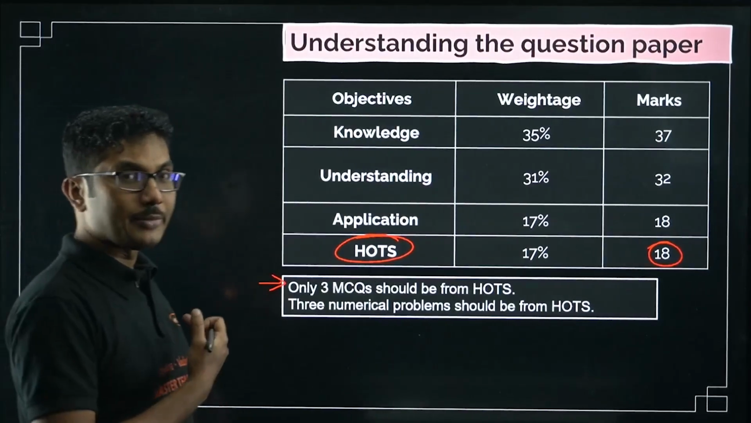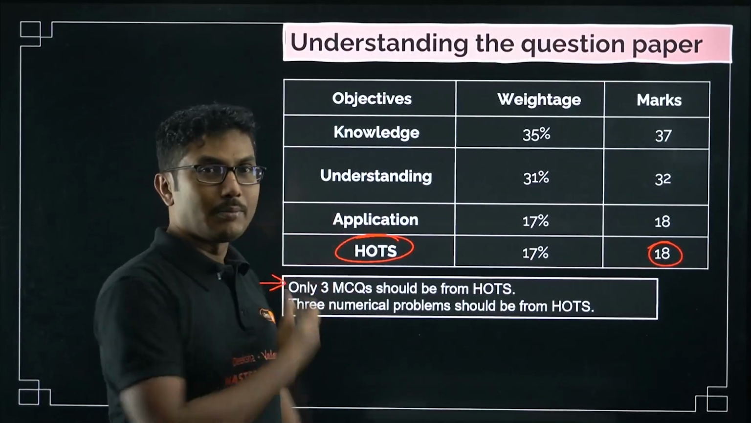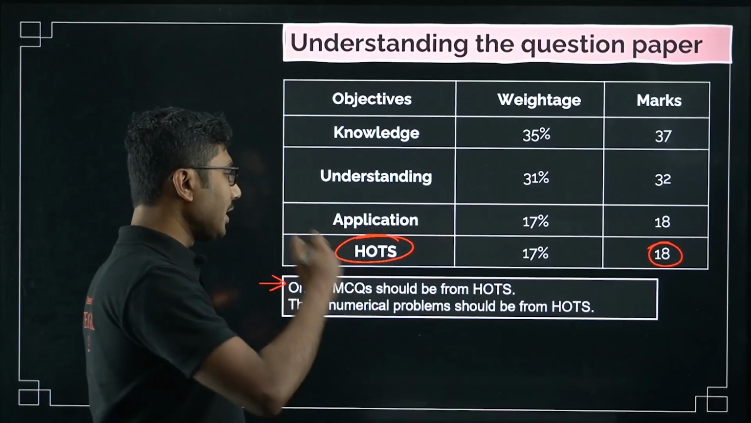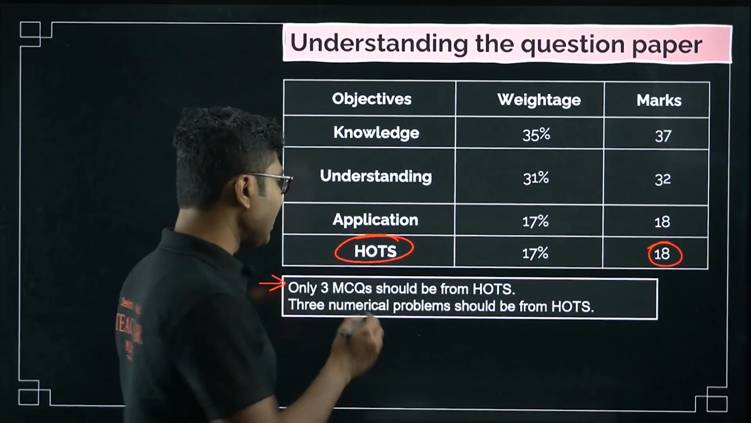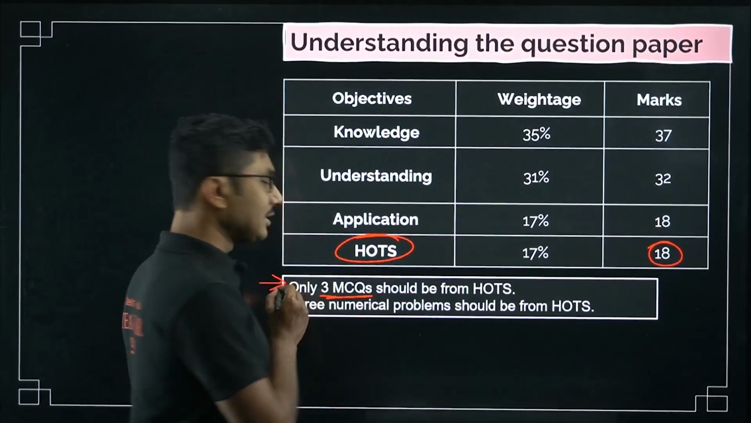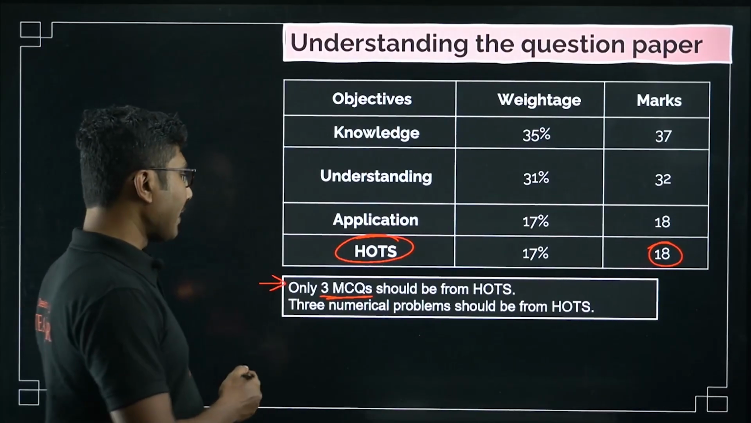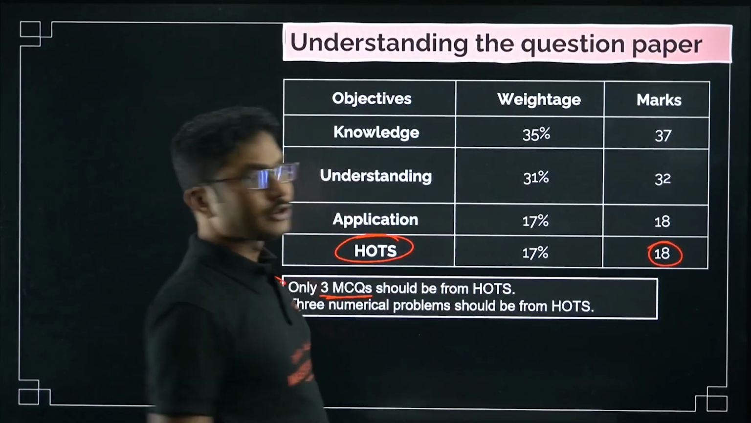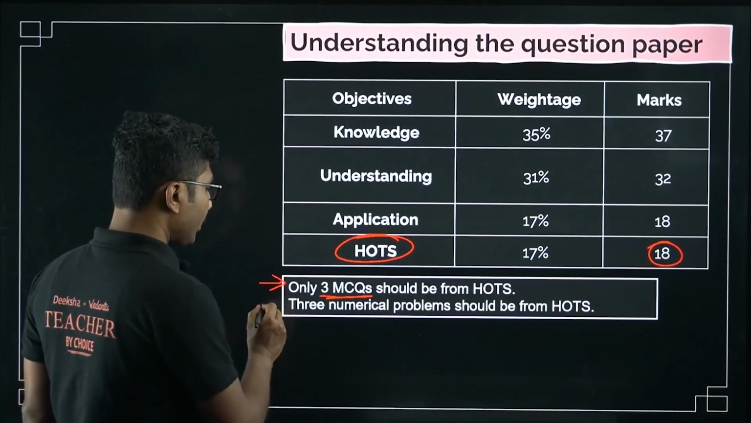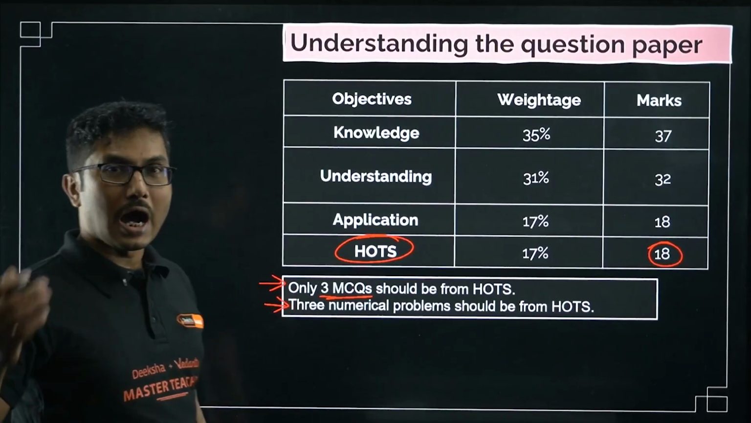Okay, so it is not me who is saying this, it is said by the board itself. Only 3 MCQs should be HOTS. So all the 3 MCQs are compulsory, as you know that. Okay, and 3 numerical problems should be from HOTS. So 3 numericals out of 4 are HOTS.